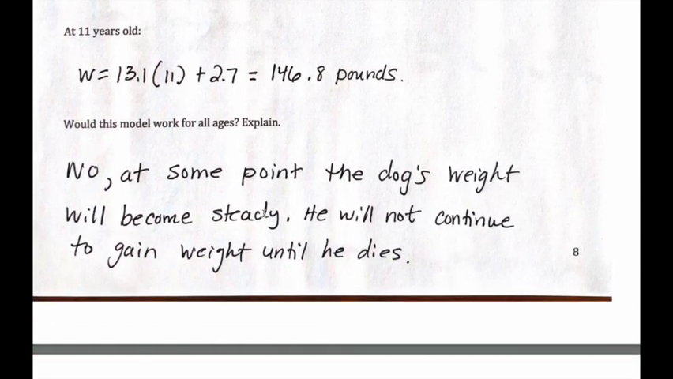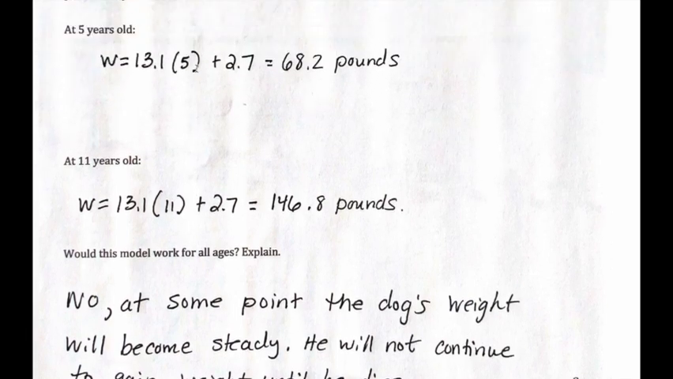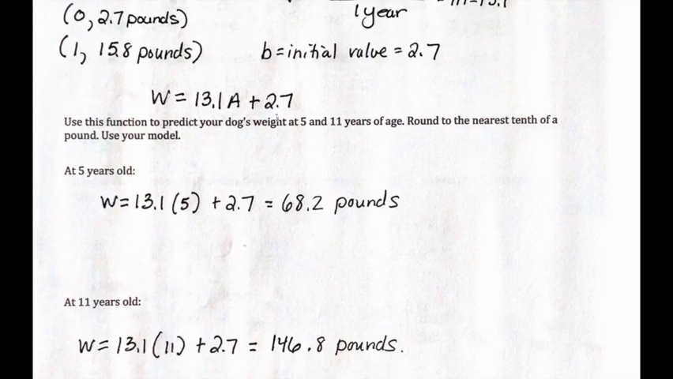Now, would this model work for all ages? This would be a no, because at some point, the dog's weight is going to level off and become steady. He's not going to continue to gain 13.1 pounds per year after he becomes an adult dog. So in other words, he's not going to keep gaining 13.1 pounds until he dies. At some point, it's going to level off. So this model is only going to work up until when the dog's weight levels off and he becomes an adult. Then after that, this model will not work anymore.